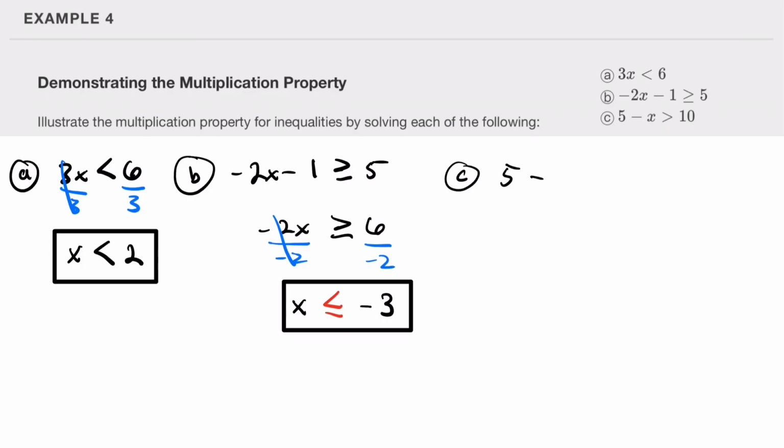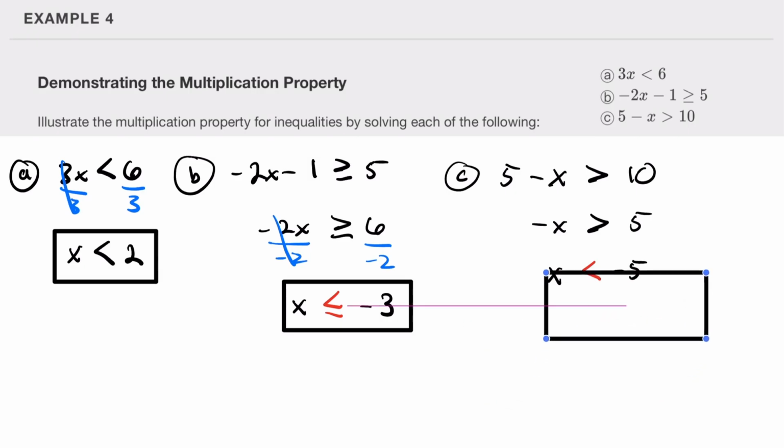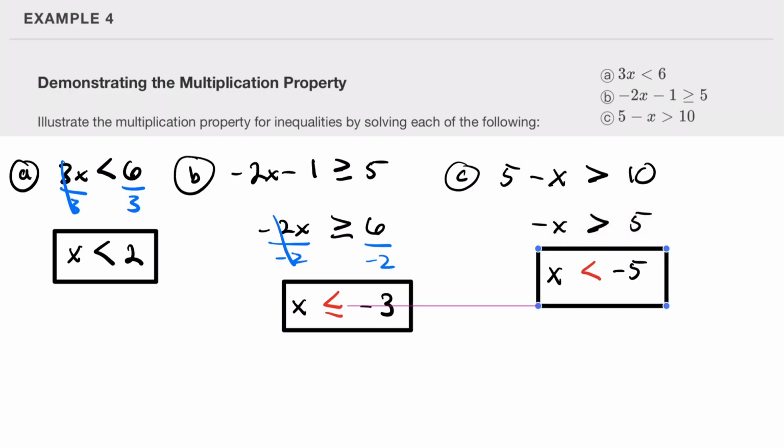we have 5 minus x is strictly greater than 10. I'm going to subtract 5 on both sides, and I'll get this result. Then we can multiply both sides by a negative 1, but again, if we multiply or divide by a negative, the inequality flips. So x is strictly less than negative 5.